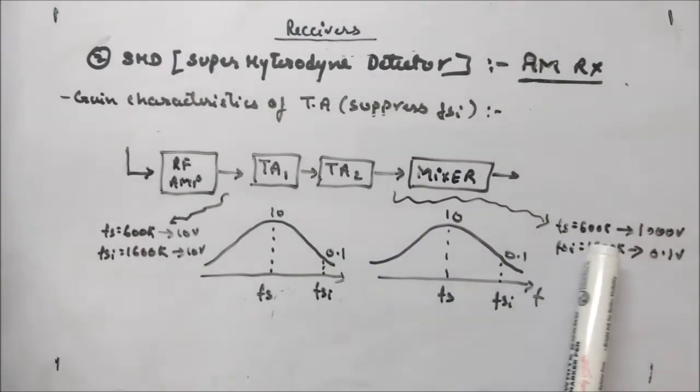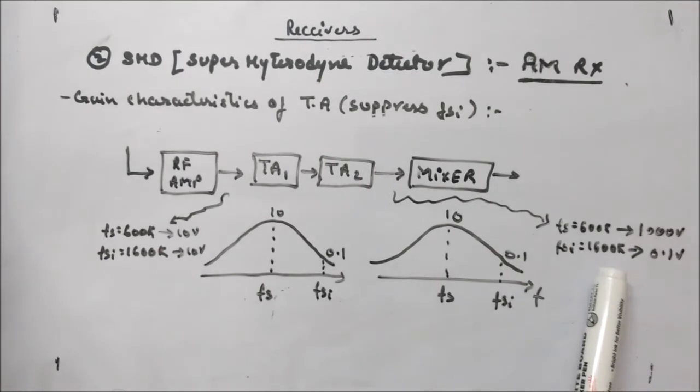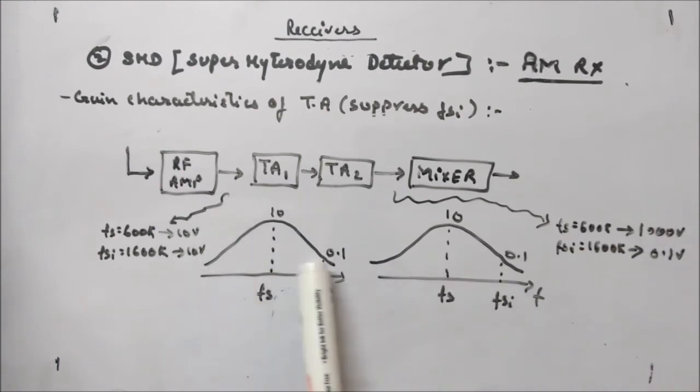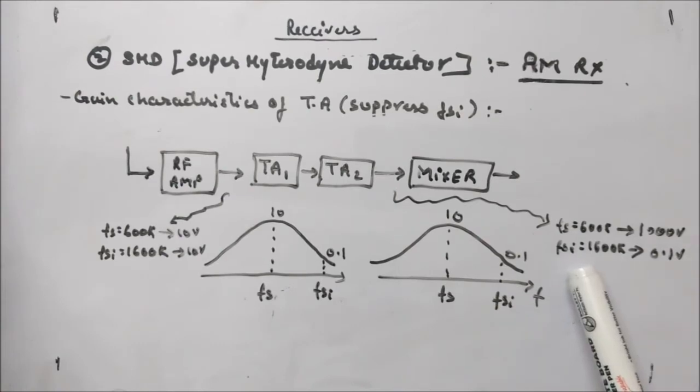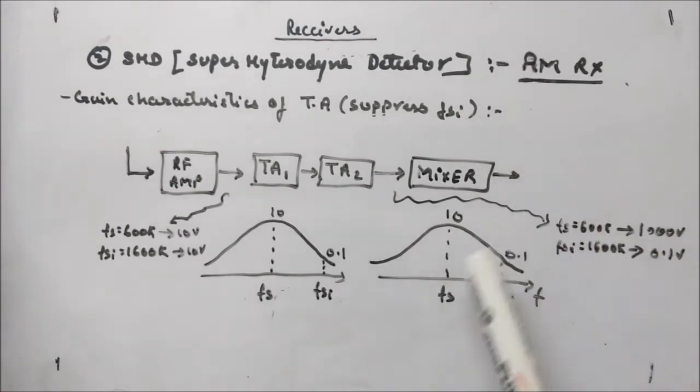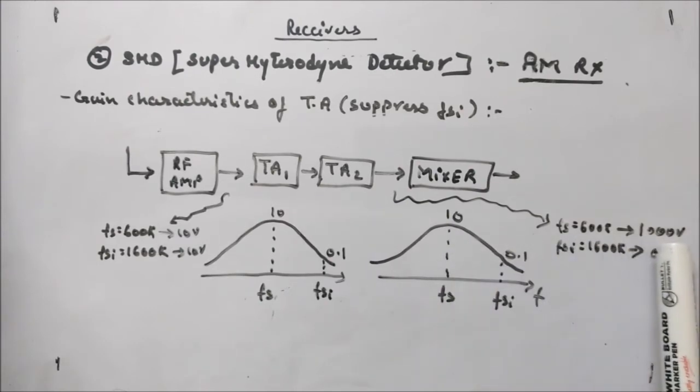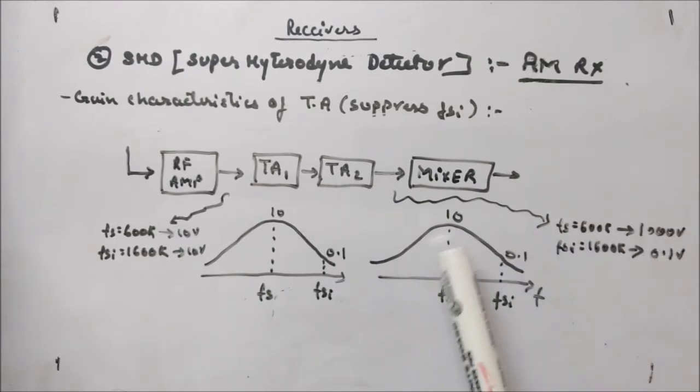Fs is equal to 600k, FSI is equal to 1600k, but the amplitude at Fs becomes 10 into 10 into 10, that is 1000 volts, and at FSI it becomes 10 into 0.1 into 0.1, that comes out to be 0.1. So you can see I have even suppressed the component at FSI, and we have amplified the component at Fs, which is our interest. So that is how you can suppress the FSI component even more.